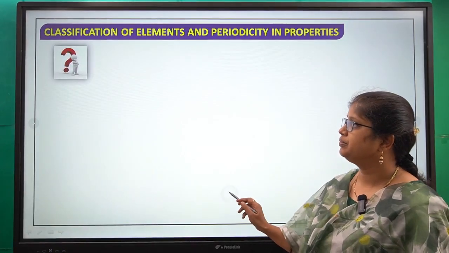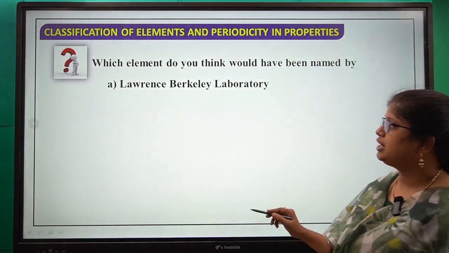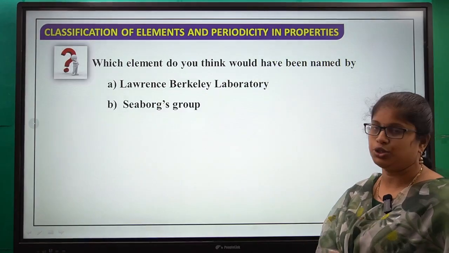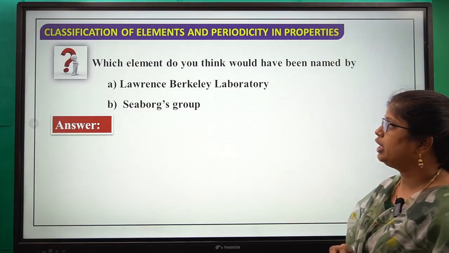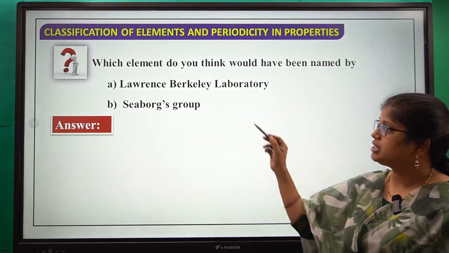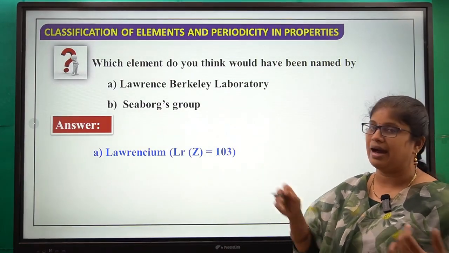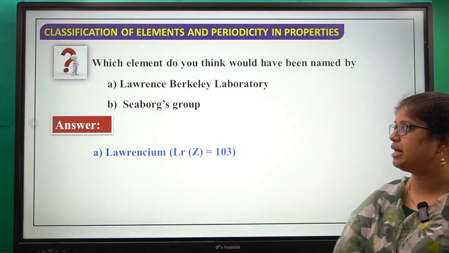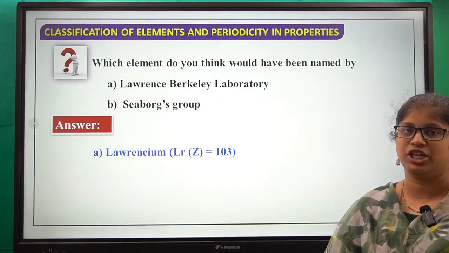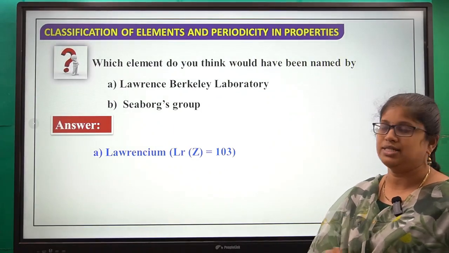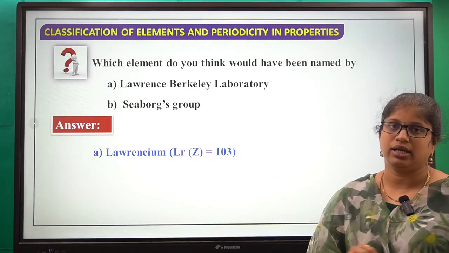Question: which element do you think would have been named by Lawrence Berkeley Laboratory, Seaborg's group? So here first one, Lawrence Berkeley Laboratory. Which element is named by Lawrence Berkeley Laboratory? Based on the name of that element, Lawrencium, we can say that Lawrencium is named by Lawrence Berkeley Laboratory. What is the symbol of Lawrencium? Lr. And what is the atomic number? 103. This element is named by Lawrence Berkeley Laboratory.